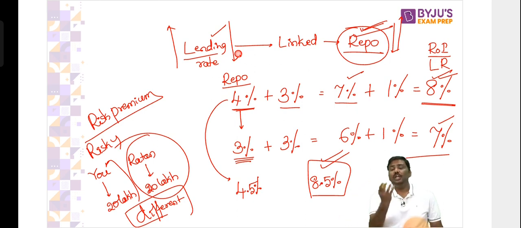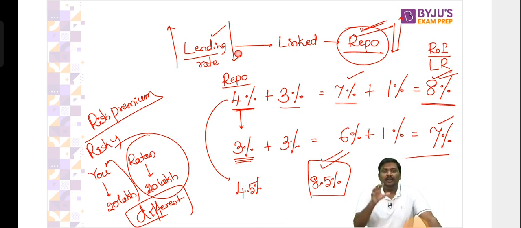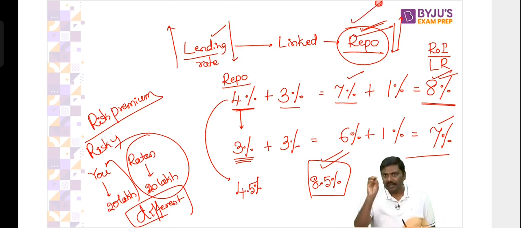Under external benchmarking, you connect or link your lending rate to an external parameter. Very simple. For example, the repo rate. So are the banks doing it? Yes, the banks are doing it.